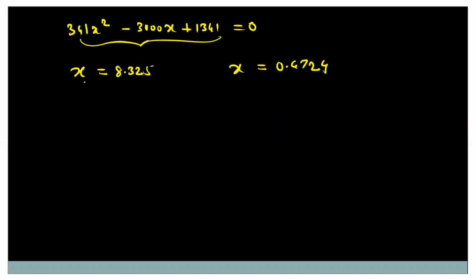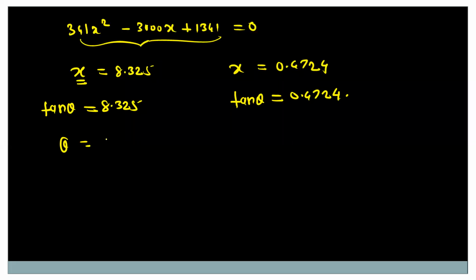So basically x means what? We have assumed it as tan theta. So tan theta first value is 8.325 and the second value for tan theta is equal to 0.4724. So from this we will get the first angle theta is equal to 83.54 degree and the second angle theta is equal to 25.28 degree.